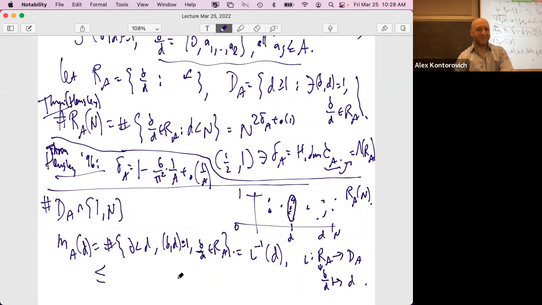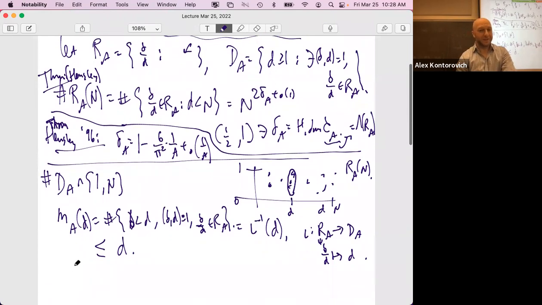Completely trivial. How many b's are there less than d? So in other words, drop this condition and drop even this condition. I just want something very crude. D. So the fiber above each d is at most d.